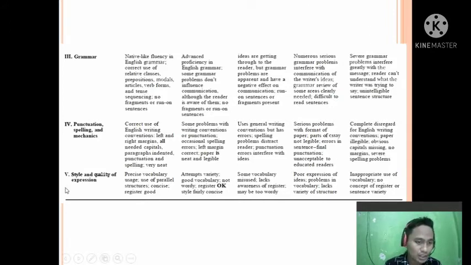If we talk about punctuation, spelling, and mechanics: if the student writes with correct use of English writing conventions, left and right margins, needed capitals, paragraph indentation, punctuation, and spelling very neat, they will get the excellent score, or the good score. But if the student completely disregards English writing conventions, the paper is illegible, there are obvious missing capitals, no margins, and several spelling problems, they will get a low score.